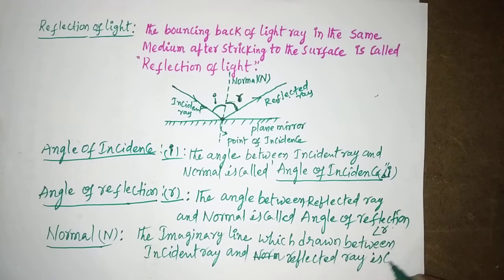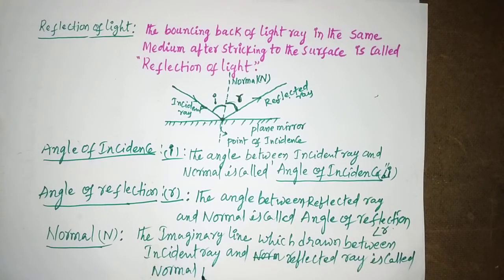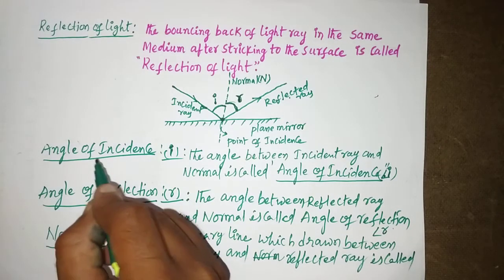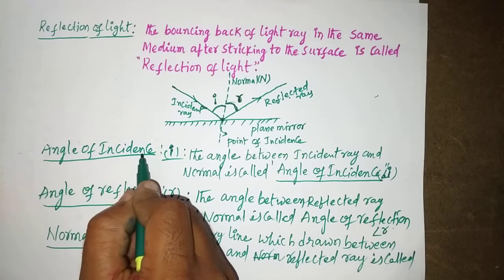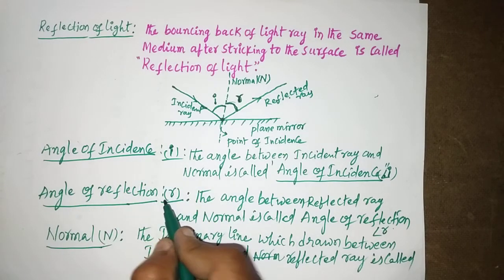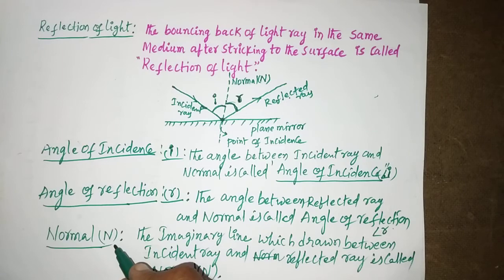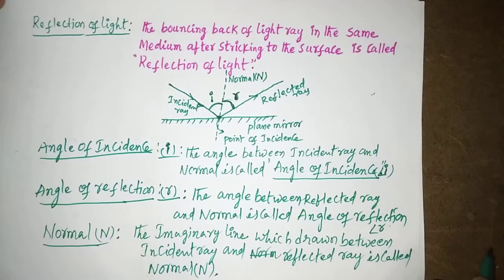Is called normal, indicated with letter N. So here we have discussed the angle of incidence and angle of reflection as well as normal. So let us discuss the laws of reflection.